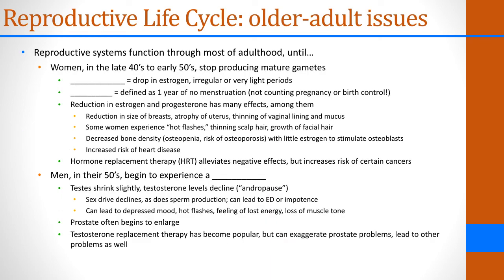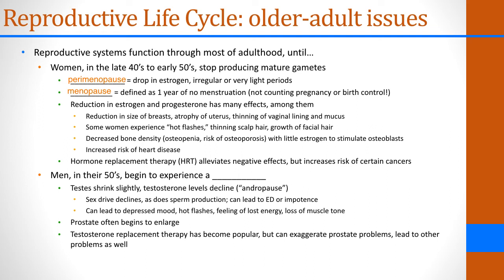All right, so moving on to older adult issues. Reproductive systems function throughout most of adulthood until women and men reach their later years. So women in the late 40s to early 50s will stop producing mature gametes. They will enter perimenopause, and this is characterized by a drop in estrogen and irregular or very light periods. Menopause is defined as 1 year of no menstruation. Obviously, this doesn't account for pregnancy or birth control.